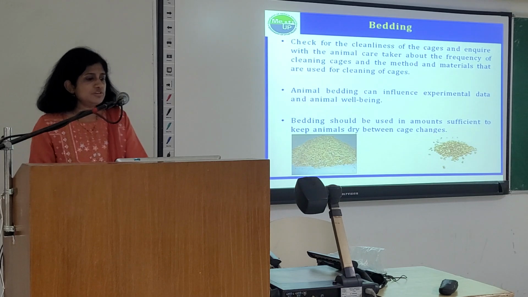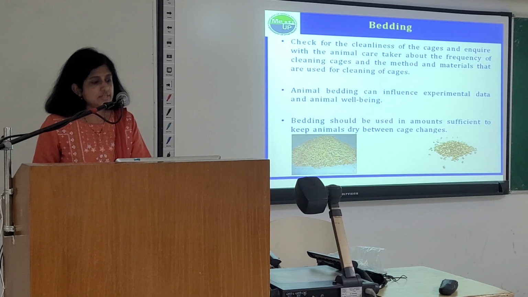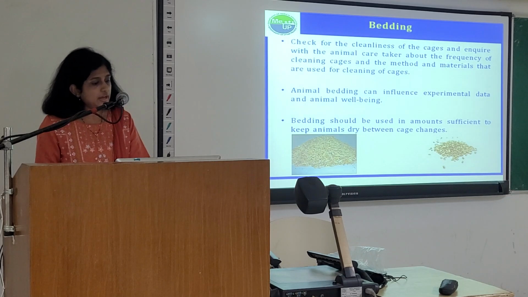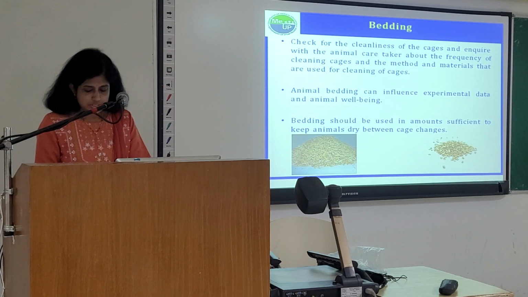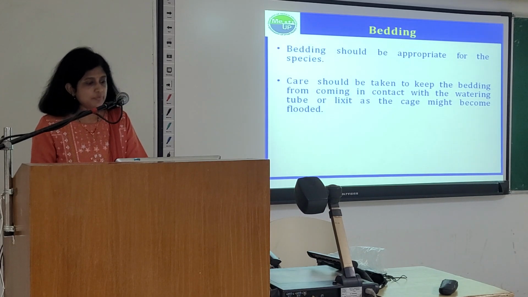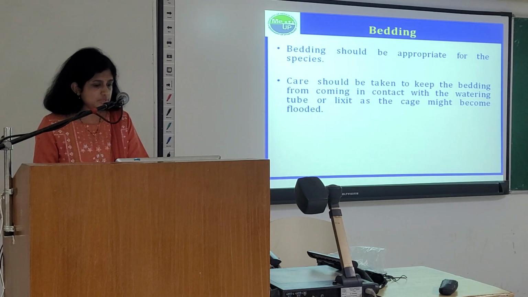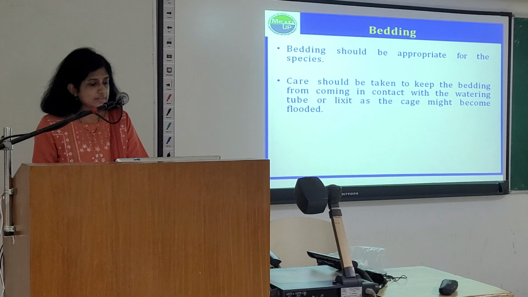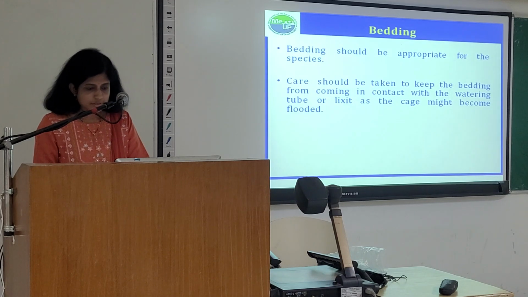Bedding. One should check for the cleanliness of the cages and inquire with the animal caretaker about the frequency of cleaning cages and the method and materials used for cleaning of cages. Animal bedding can influence experimental data and animal well-being. Bedding should be used in amounts sufficient to keep animals dry between cage changes. Bedding should be appropriate for the species. Care should be taken to keep the bedding from coming in contact with the watering tube or leaks, as the cage might become flooded.